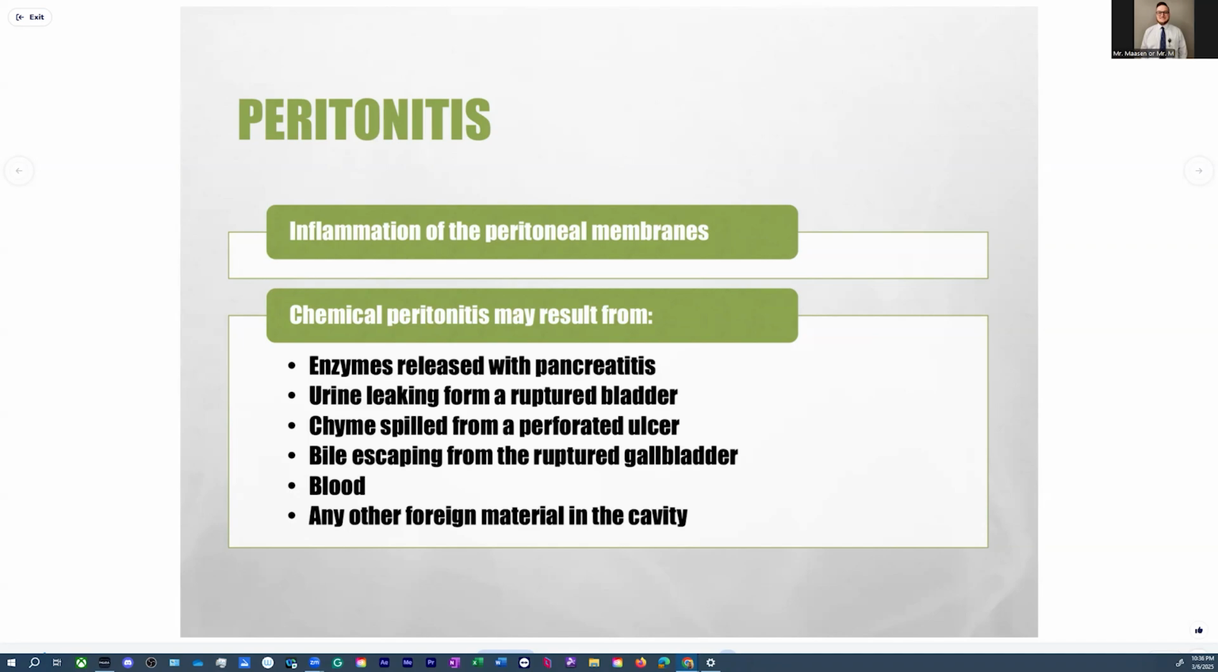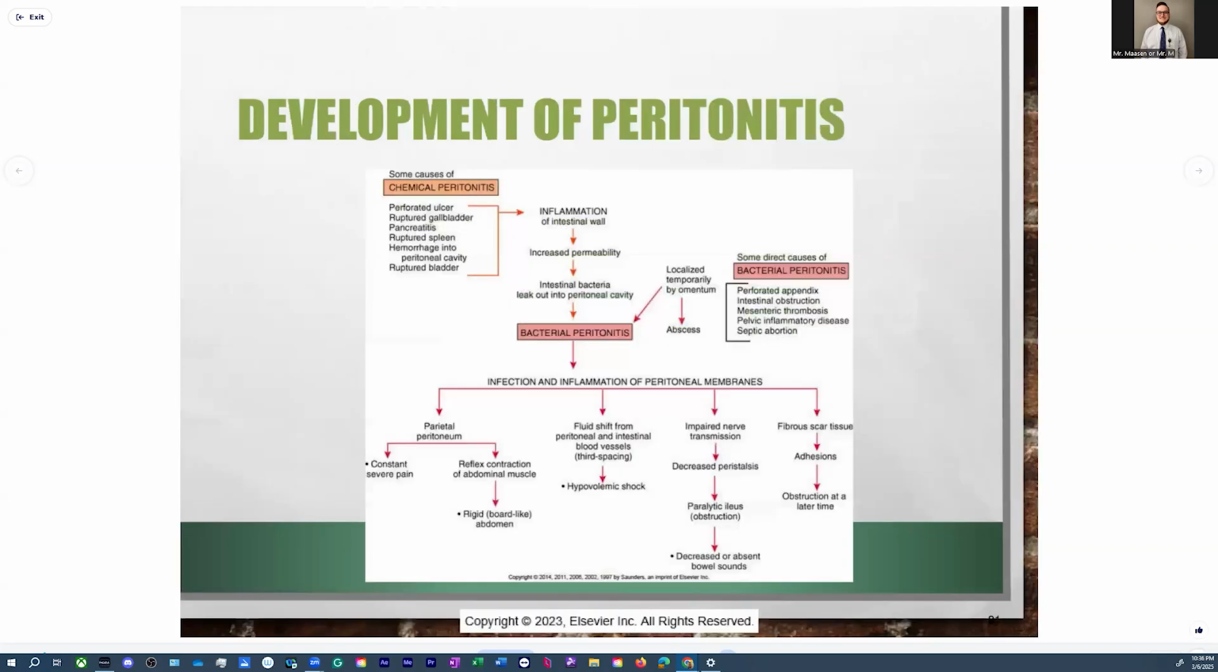We talked about ascites, which is fluid buildup in the lining around the abdominal cavity. Peritonitis is inflammation and/or infection of the lining around the abdominal cavity called the peritoneum. So why this happens could be related to pancreatitis, again, a ruptured gallbladder, ruptured appendix, a perforated ulcerative colitis ulcer, something like that.